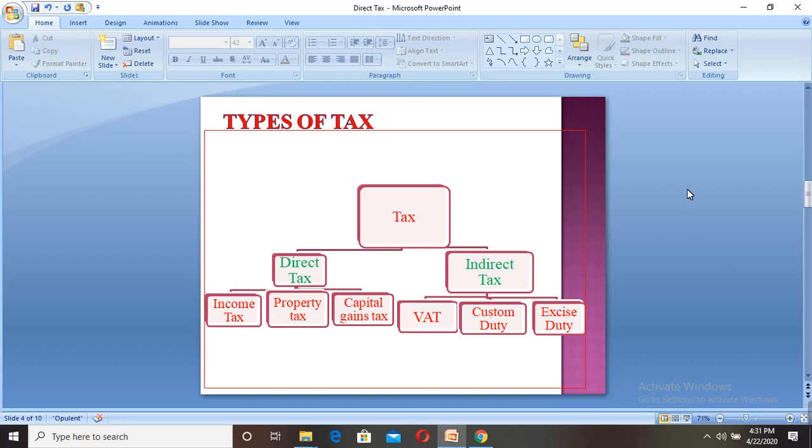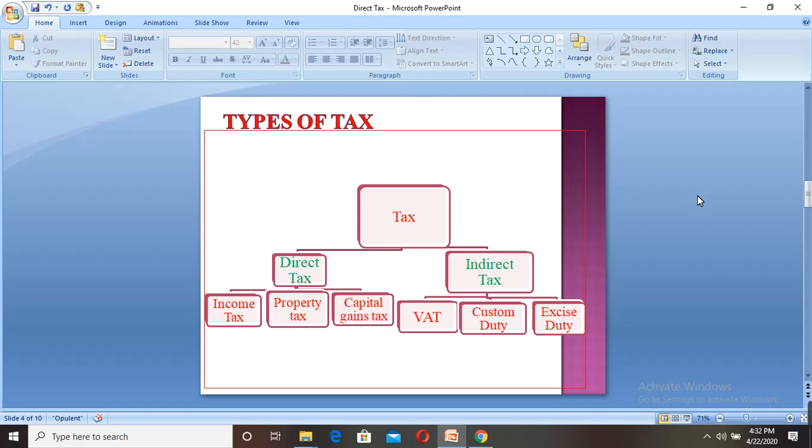Citizens or the taxpayers don't pay this tax to the government directly because it is paid on the purchase of goods and services. Examples of indirect tax are the custom duty, VAT, and excise duty, etc. I can give you an example. Suppose you go to a restaurant to eat something, service tax is already included in your bill. You have to pay service tax to the restaurant owner, and later the restaurant owner pays it to the government. So indirect tax is paid via third persons to the government.